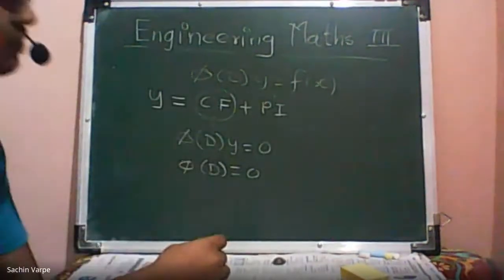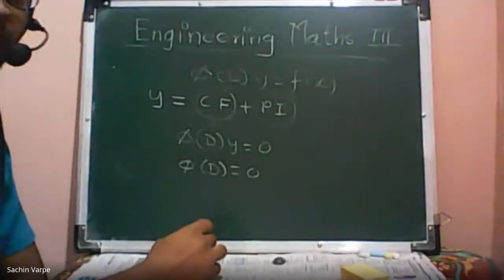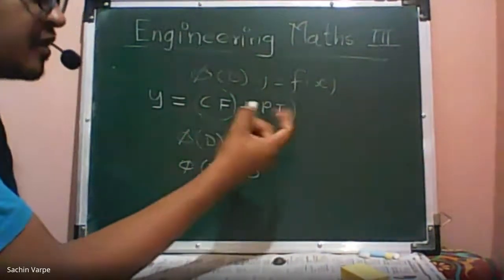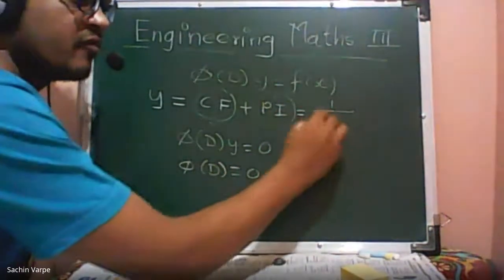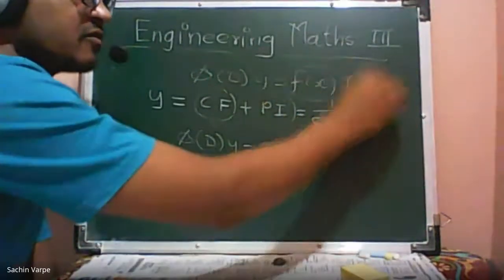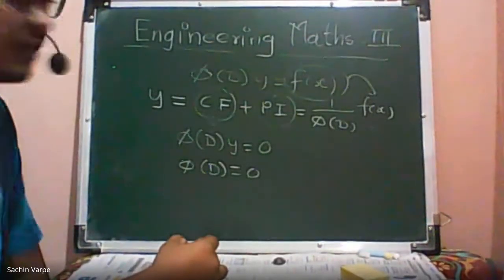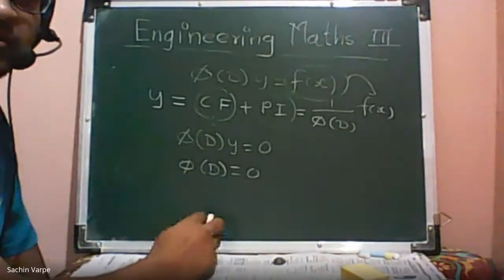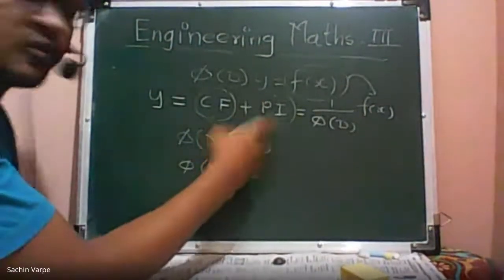Then we have started with the particular integral. So it involves integration, as it is particular integral. And the formula of particular integral we have proved as 1 upon phi of D into f of x, where this f of x is the right hand side function. And then depending upon the nature of this right hand side function, we have three main methods to find this particular integral. What are those three methods?